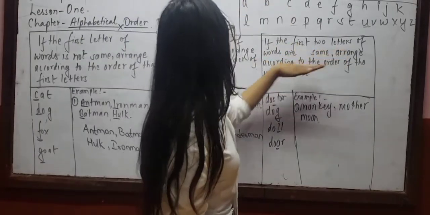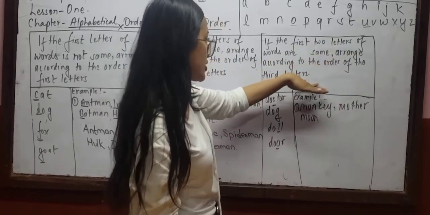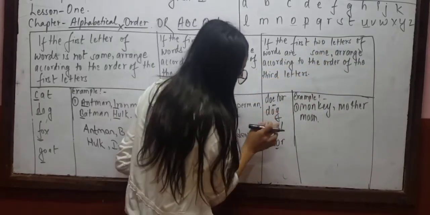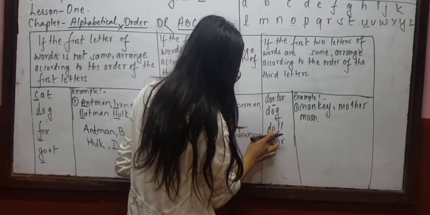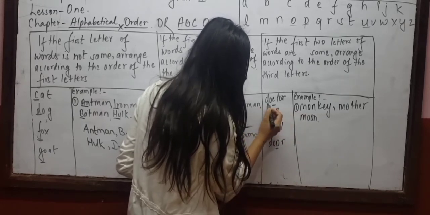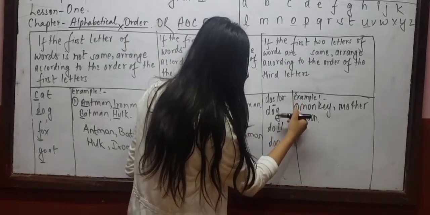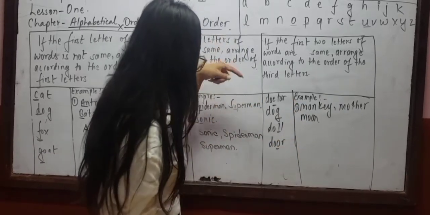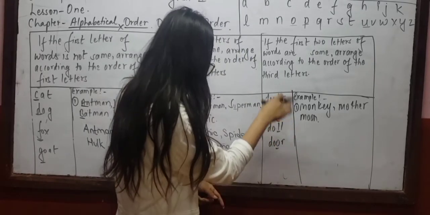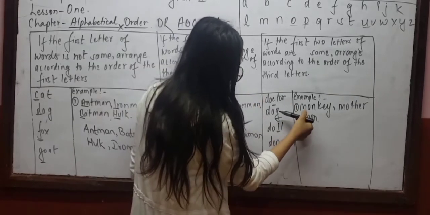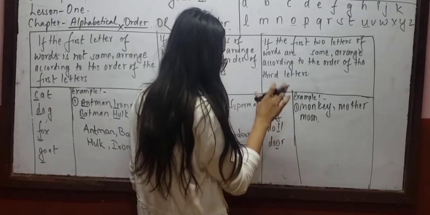Now the third condition. If the first two letters of the words are the same, we have to arrange according to the order of the third letters. Here we have to see the third letter of each word. You can see here doctor, dog, doll and door. Here the first letter of each word is the same. D, D, D, D. Second letters are also the same. O, O, O, O. And the third letters are different. You can see E, G, L and O. It is arranged alphabetically. E comes before G, G comes before L and L comes before O. It is arranged in a proper order.